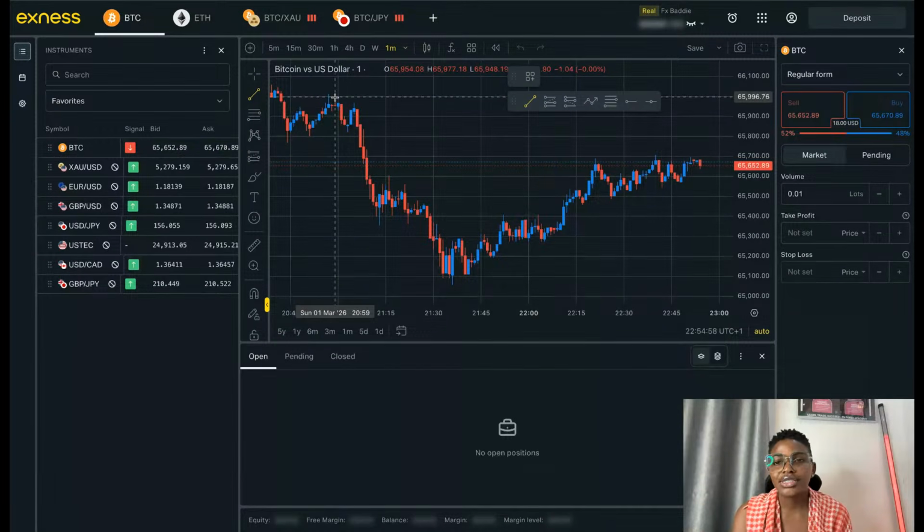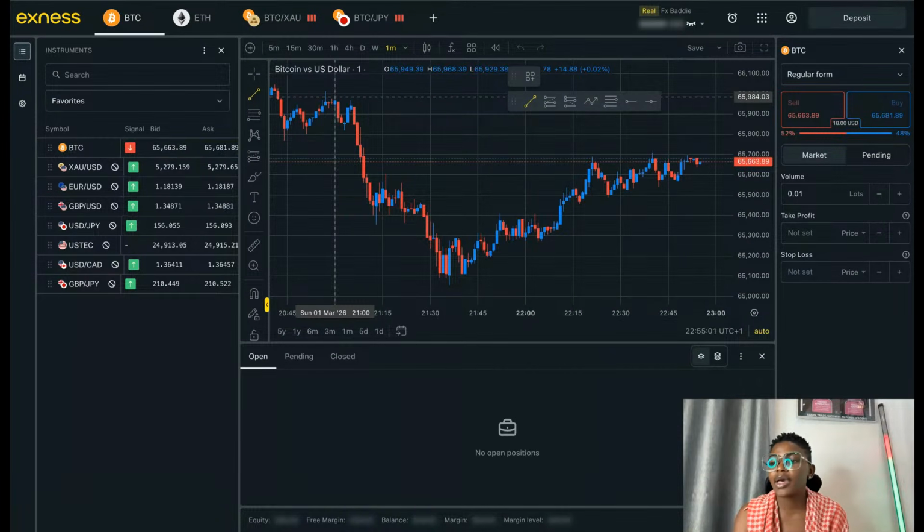Perfect. So this is the Xness terminal. This is what I use for my analysis.